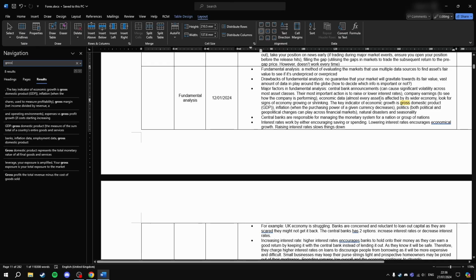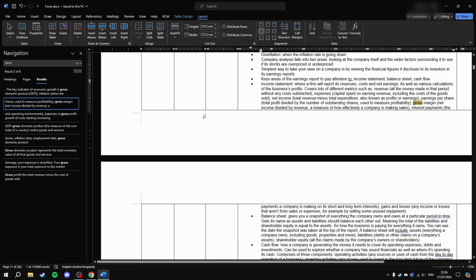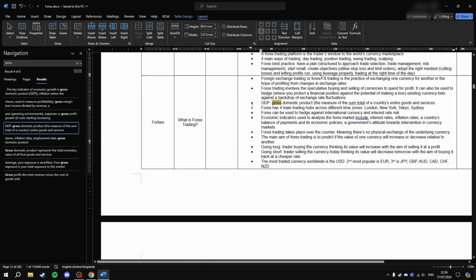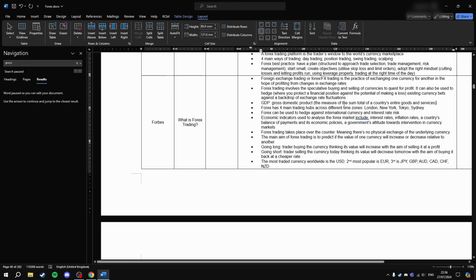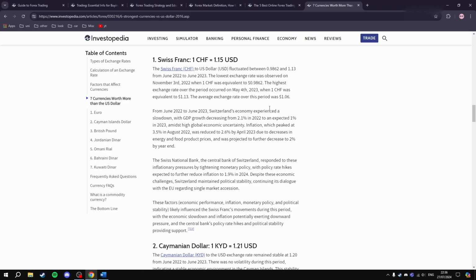Key indicator of economic growth is GDP, gross domestic product. The measure of the sum total of a country's entire goods and services. The entire country's goods and services decreased. I guess you could say the country's productivity has gone down.